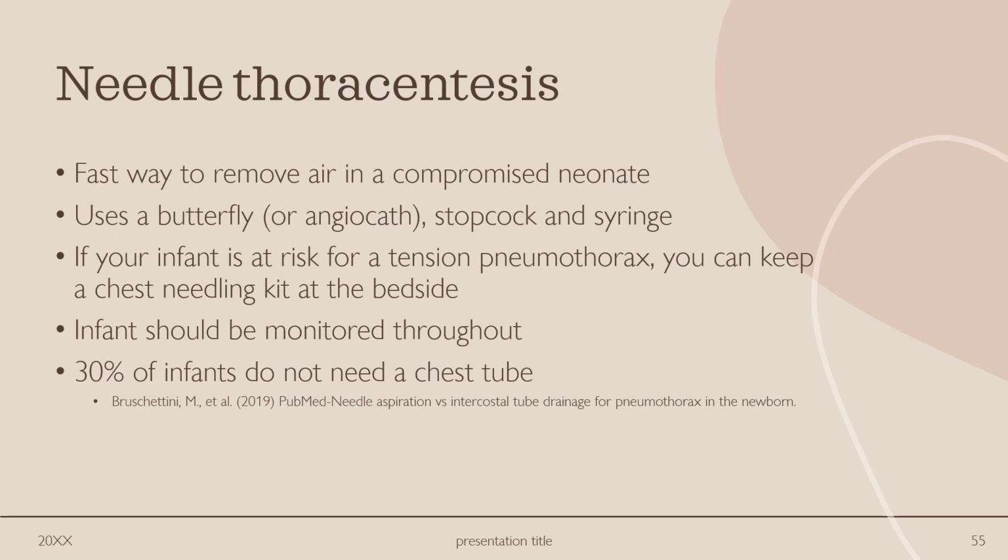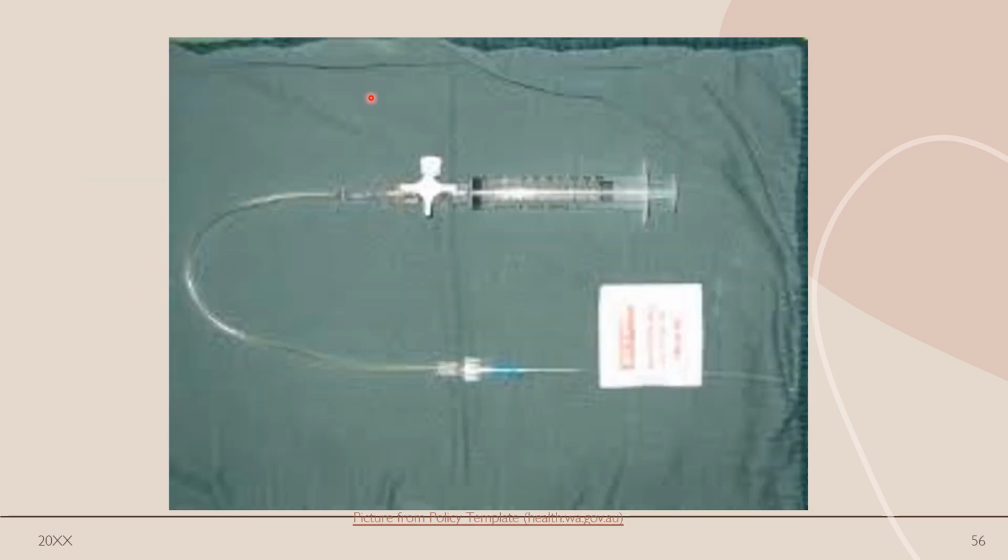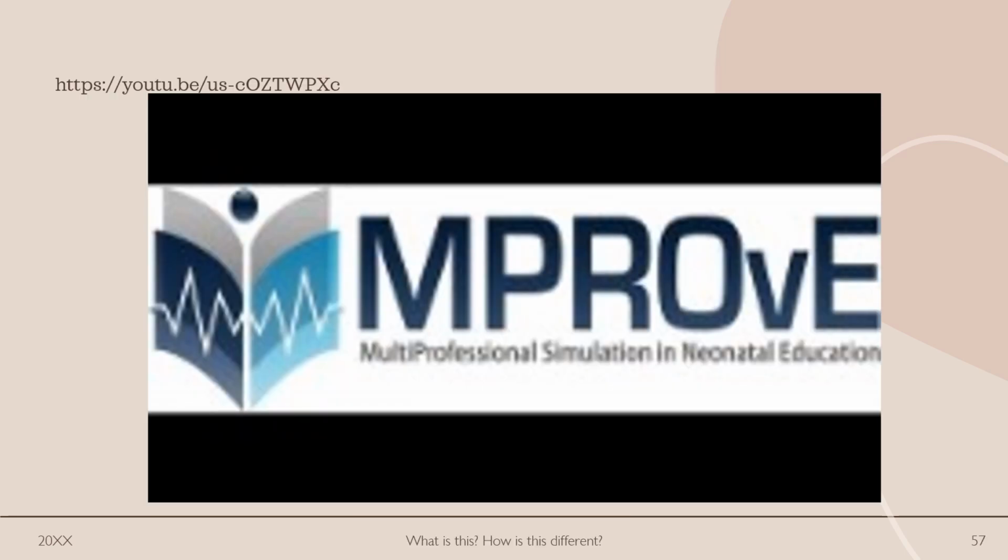The baby needs to be monitored throughout, and if they have a needle thoracentesis done, about 30% of babies do not need a chest tube. And here's the setup that would be used. You have your butterfly, your stopcock, and then your syringe for pulling out the air. And I have a little video for you that is running a little bit higher speed because it was just taking forever. This is just so you have a visual on what this procedure looks like.